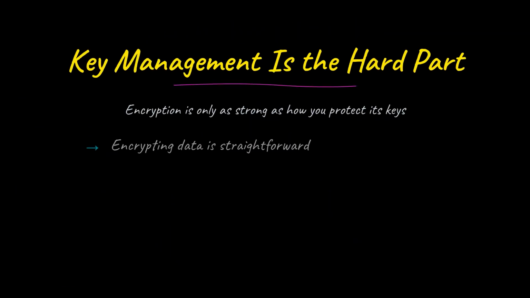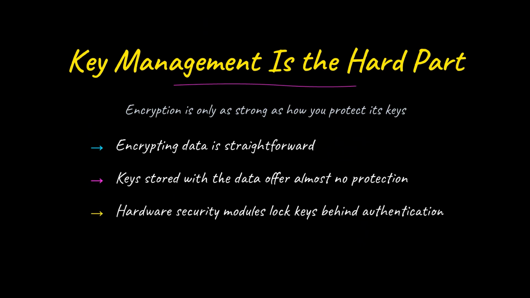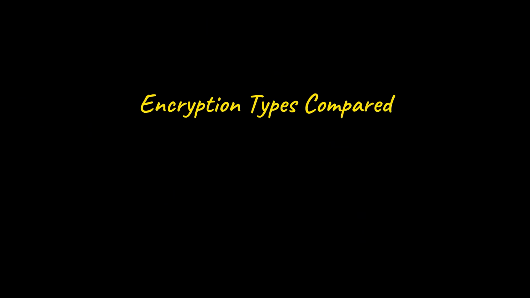The real challenge is key management. A drive encrypted with a key stored right alongside it provides almost no real protection. Meaningful security comes from keys held in a hardware security module, unlocked only through authentication and completely separate from the storage medium itself. Remember that encryption at rest is distinct from encryption in transit, which protects data moving across a network, and end-to-end encryption, which combines both. Encryption at rest is one essential layer in a defense in-depth strategy, not a complete solution on its own.